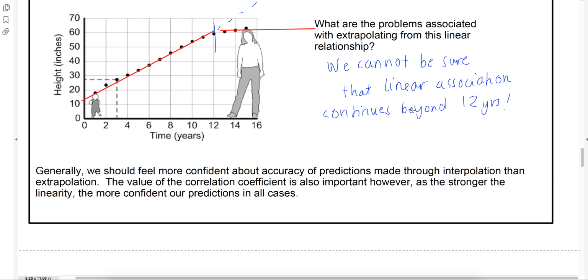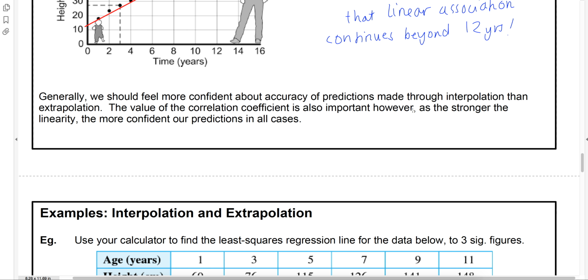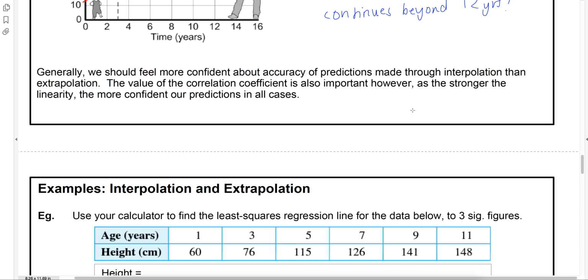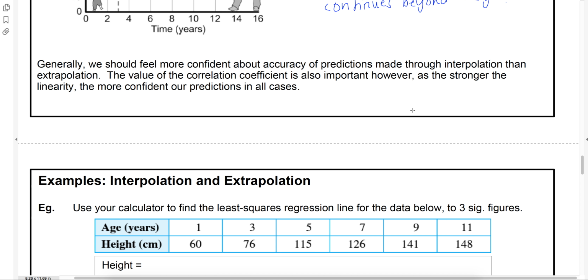So generally, we should be more confident with predictions made through interpolation rather than extrapolation. The correlation coefficient is obviously very important here as well, because if you're working with a really weak association, then obviously your predictions aren't going to be as reliable either.